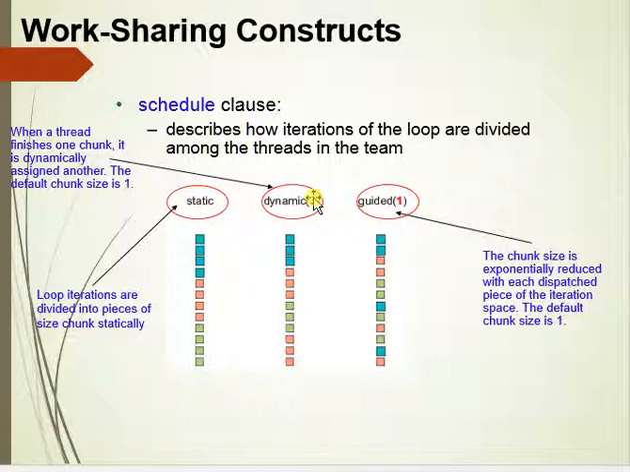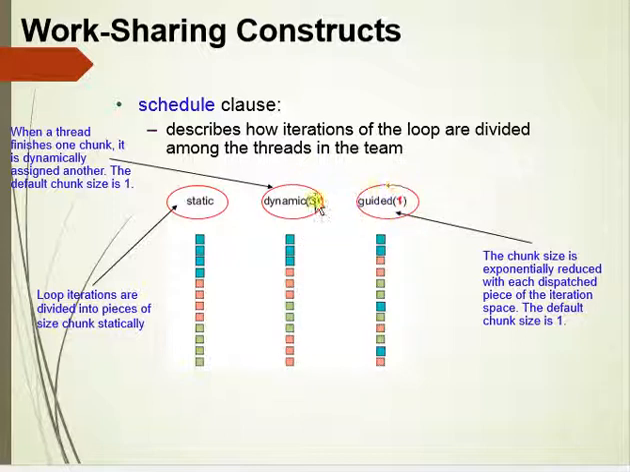This slide tells us how iterations of the loops are divided among the threads in a team. These static, dynamic and guided are the work sharing constructs. In static, the loop iterations are divided into pieces and the size of the chunk is static. In dynamic, when a thread finishes one chunk, it dynamically assigns the other. The default size of the chunk is 1.